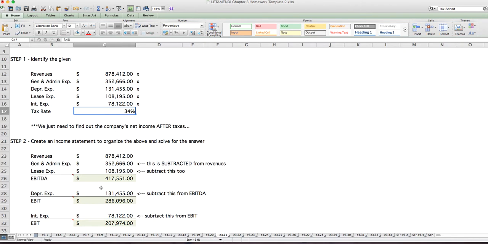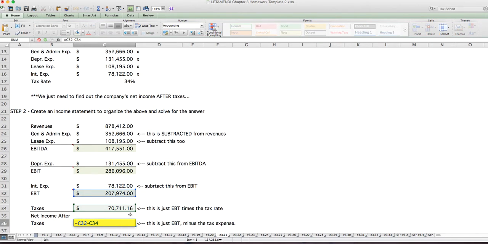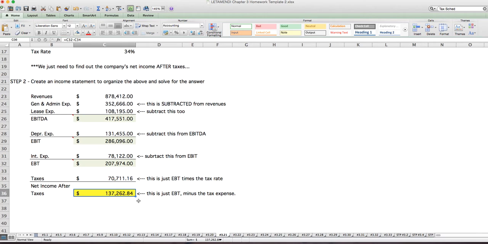And we know that the tax rate is 34%, right? So the taxes that we're going to get charged are equal to the earnings before taxes times the tax rate. And so what we're going to have to owe in taxes is $70,711.16. So the net income after taxes is simply just going to be your earnings before taxes minus the taxes. It makes sense. When you pull the taxes out, then you find out what you're going to have to owe, bottom line. Okay? So that's why I put here, this is just EBT minus the tax expense. And that's your answer for 3.21.